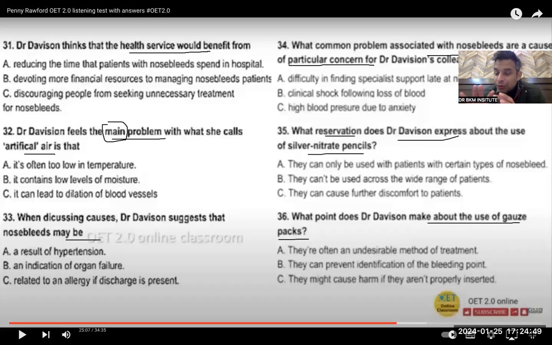That means you cannot use it with a wide range of patients. You cannot use it for the old patients. You cannot use it for other patients. So B can be my answer, what I have understood until now, but I'm not taking it as a final answer. I will listen to it again.